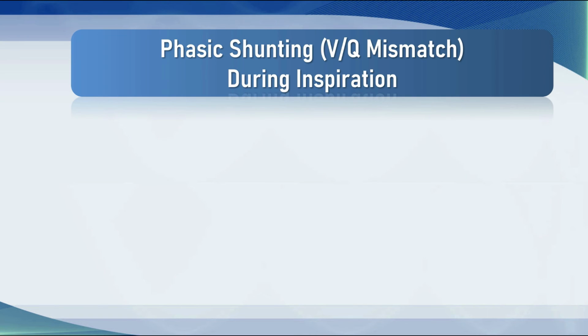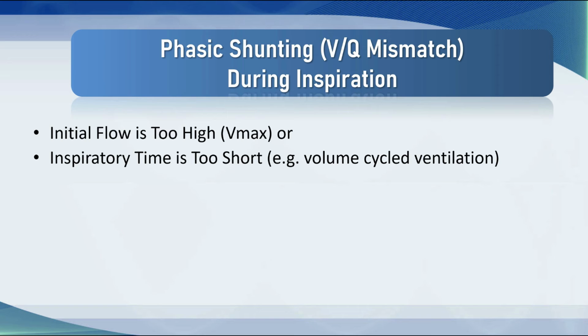I call this phasic shunting during inspiration, or ventilation perfusion mismatch during inspiration, whereby lung units that are potentially recruitable don't see a lot of gas because there isn't sufficient time, or the flow characteristics are inadequate or inappropriate to inflate those lung segments. So the problem here is initial flow is too high, that's the Vmax on volume control, or the inspiratory time is too short, such as in volume cycle ventilation.